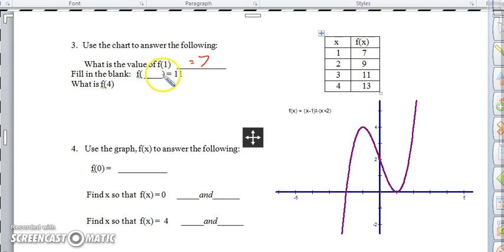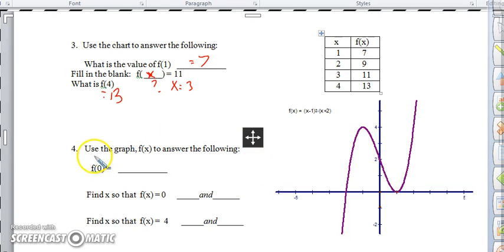Fill in the blank. F of what equals 11, so we don't know x. We don't know what it is, so we say, all right, well, we know this is 11. So when x is 3, we know we're going to get 11 back. So x here equals 3. And then what's f of 4? Here's 4. You get 13. Easy. You're all going to do great. It's going to be no problem.